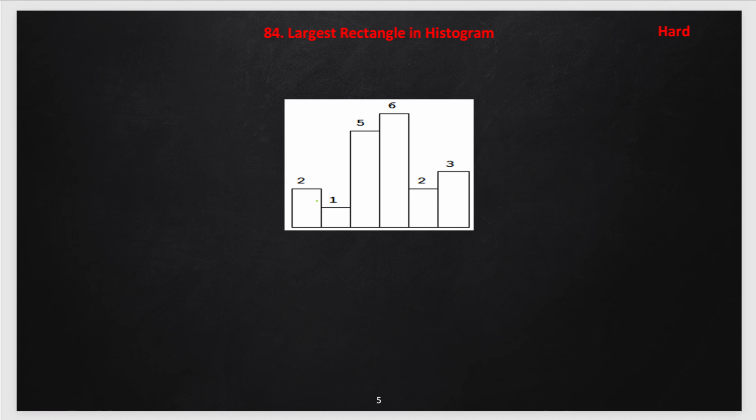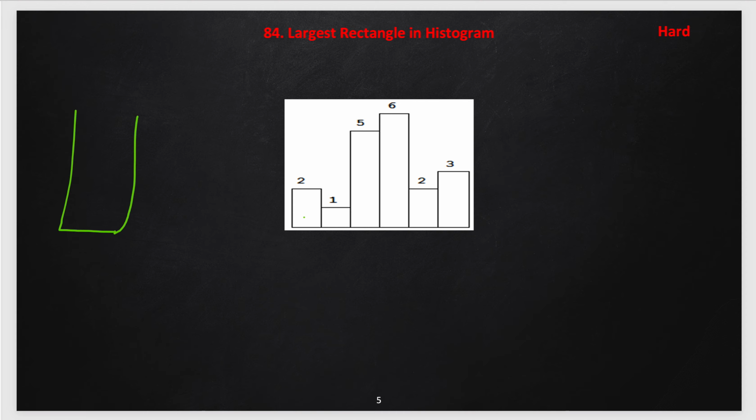In the O of n square solution, we were greedily trying to find the height, going right every time and taking all possible rectangles and updating our maximum area. But here we will not do that every time, we will do it only when needed. So first of all, we will use a stack to keep track of the indices of the heights.